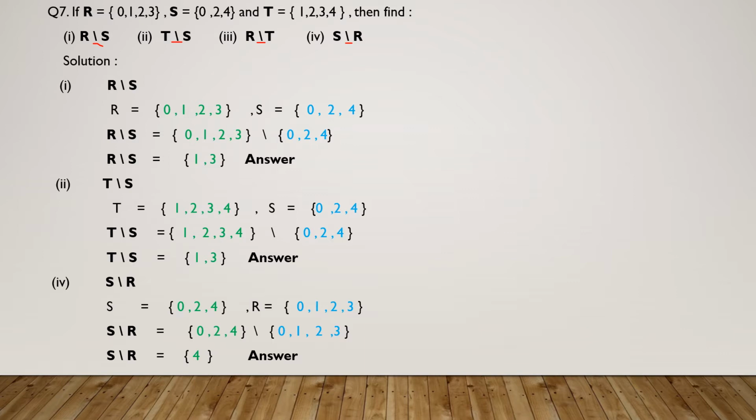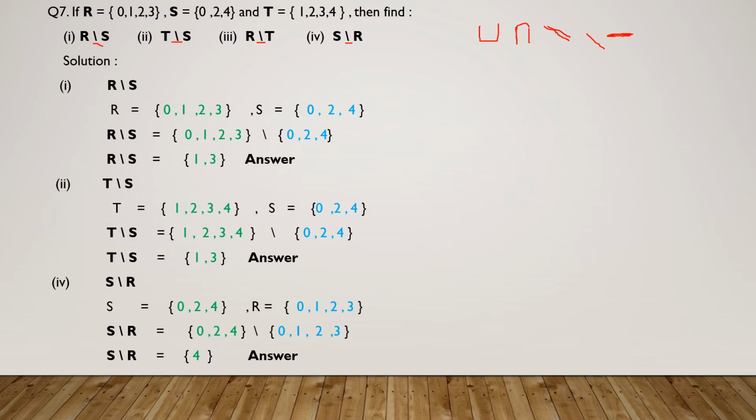Let's understand this definition with the help of an example. Students, we denote union as U, intersection as just like this, and difference just like this line, or we may express it with a minus sign. First of all, we will find R difference S, or we can read it as R minus S. So we need two sets R and S. I have written set R {0, 1, 2, 3} and set S {0, 2, 4}.